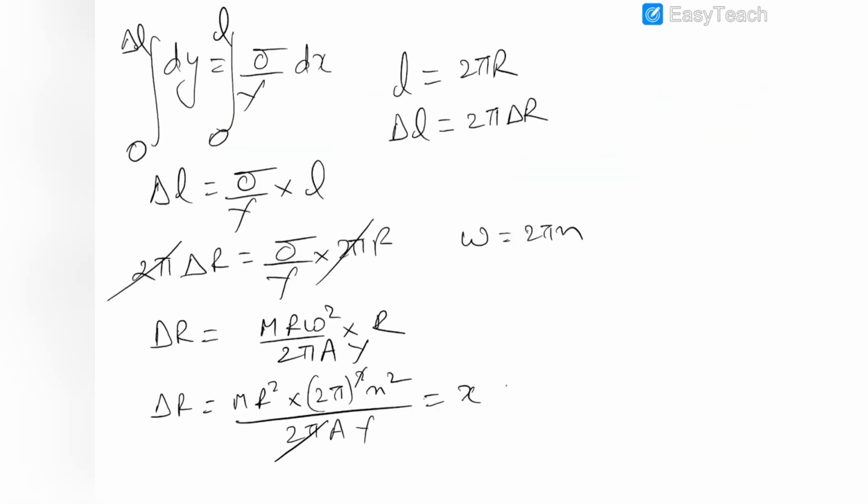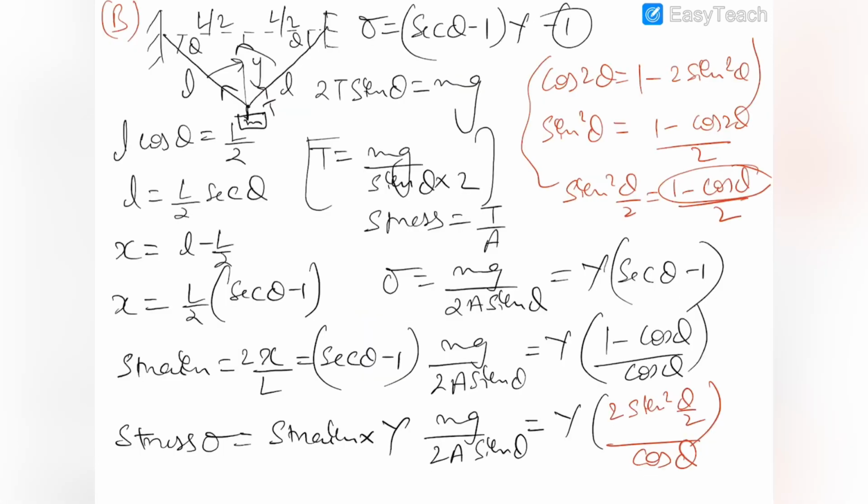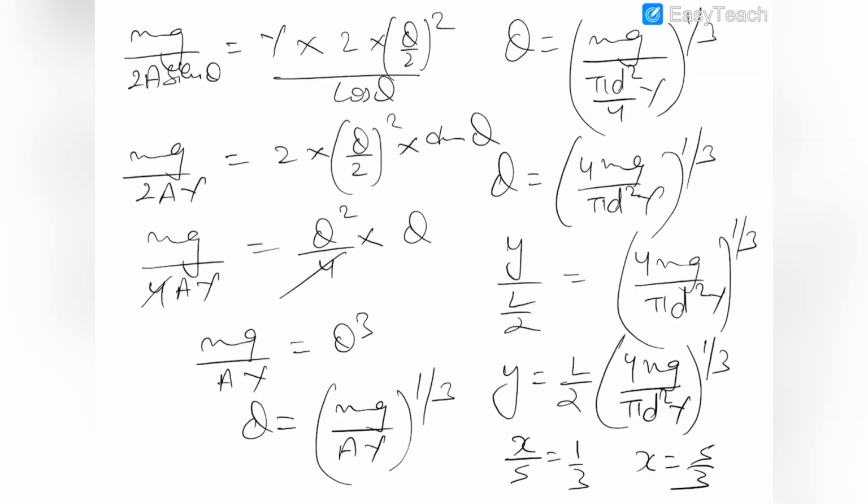It is equal to x into mn square r square by a gamma. So a gamma and a gamma is cancelled out, n square is cancelled with n square, r square with r square, m with m. So x is equal to 2 pi. So the correct option which matches with this, option D, will be option number R. So now we move on to the next question.